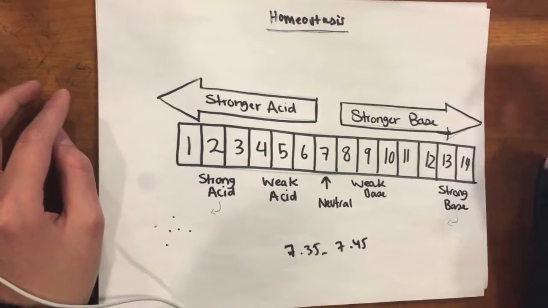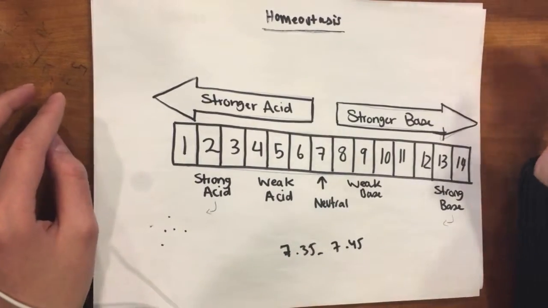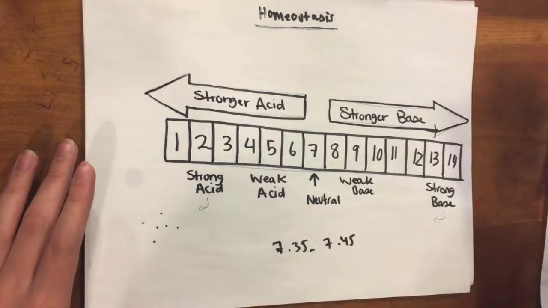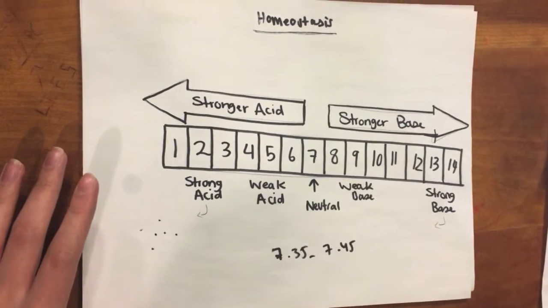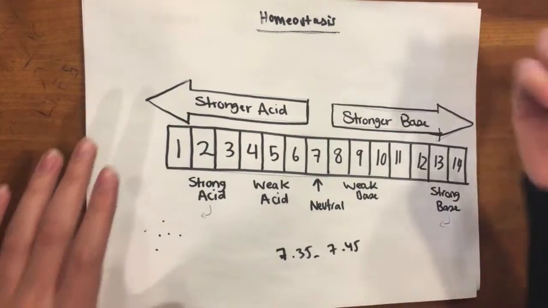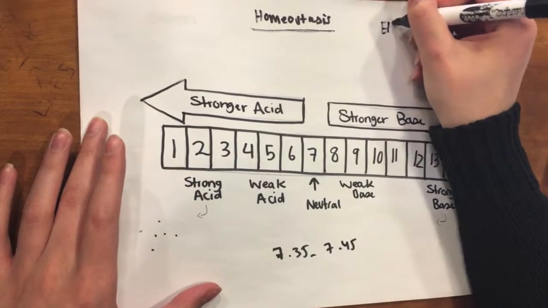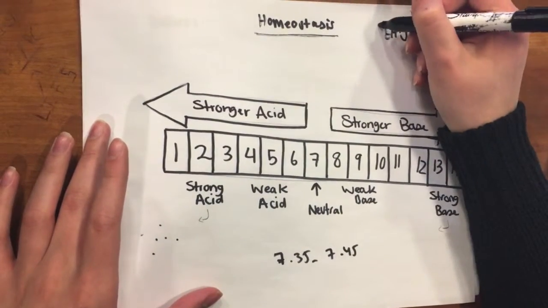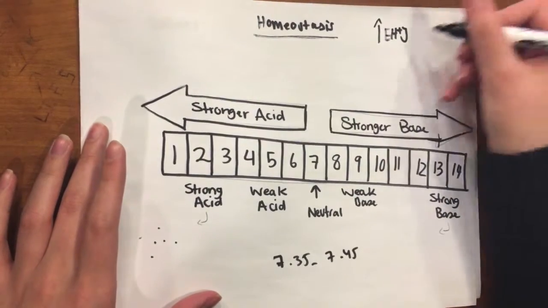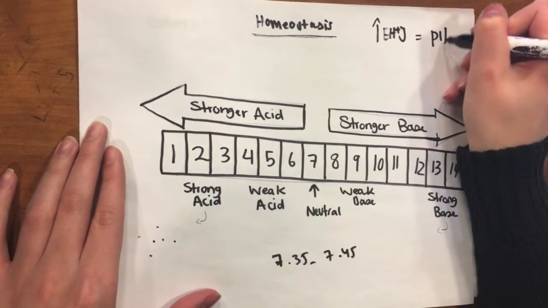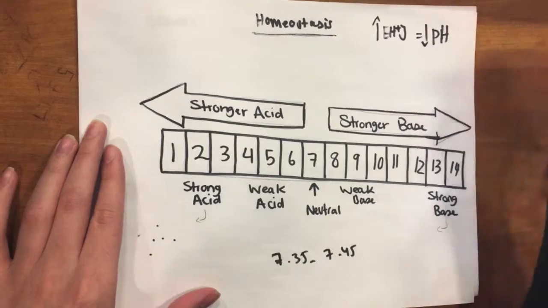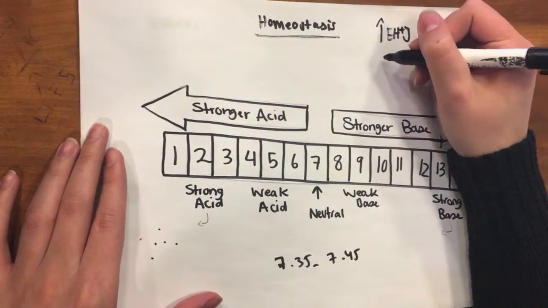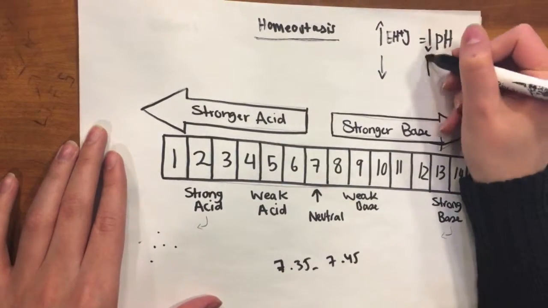Now we're going to be talking about pH levels and how they're related to acidosis and alkalosis. To start with, what is pH? Basically, pH is used to describe the concentration of hydrogen ions in the body fluid. As the hydrogen ion concentration increases, your pH level tends to decrease, and vice versa. As the concentration of these hydrogen ions decreases, you have a higher pH level.